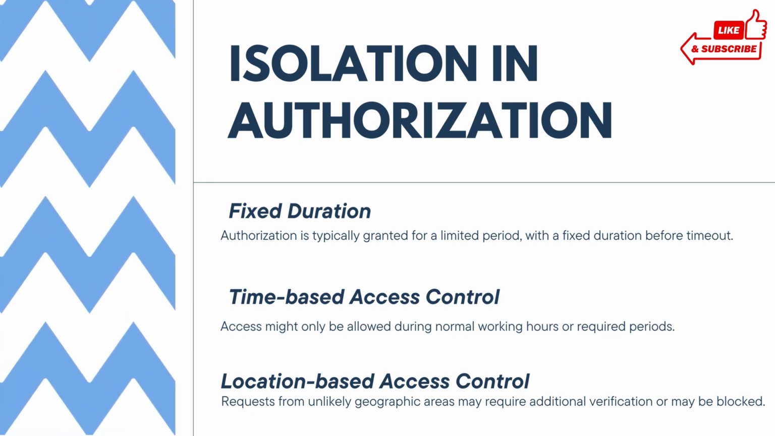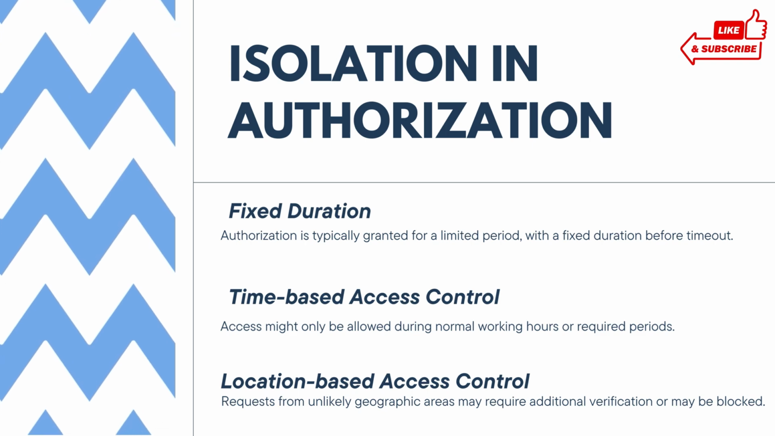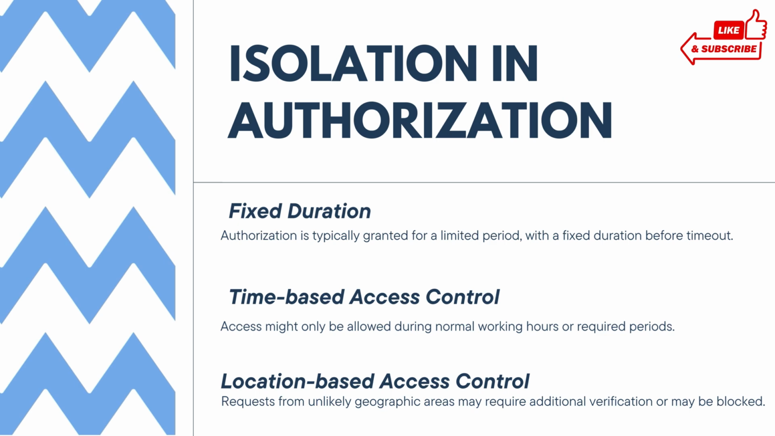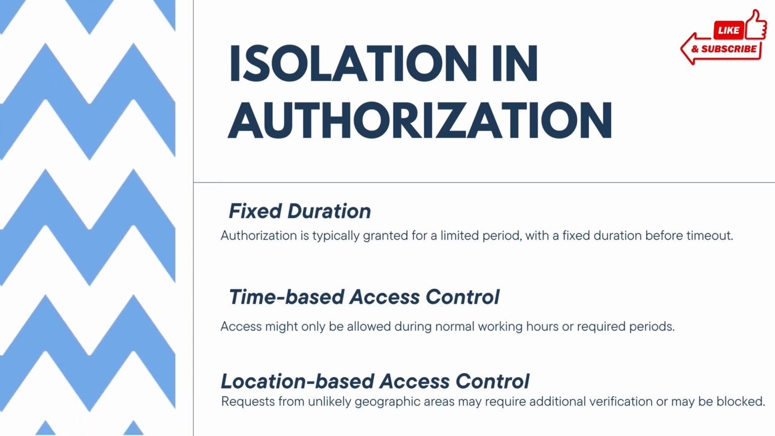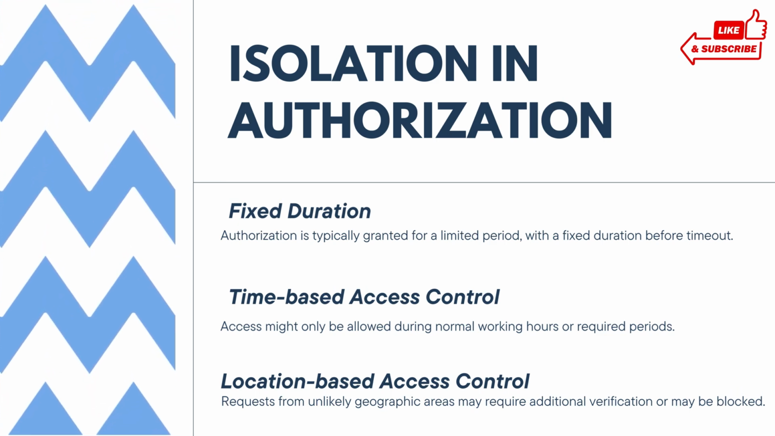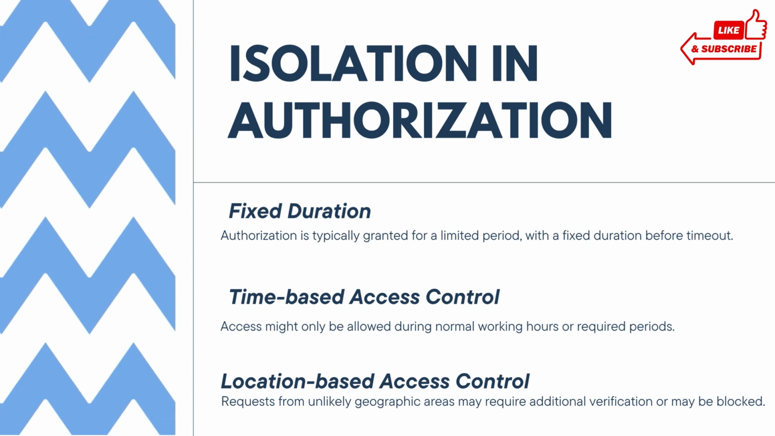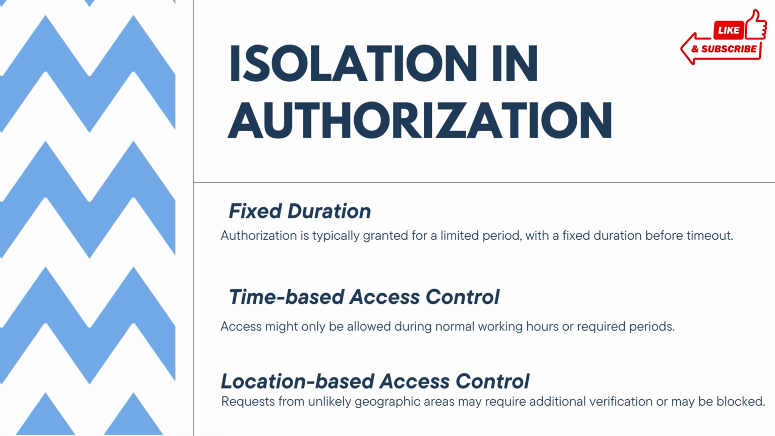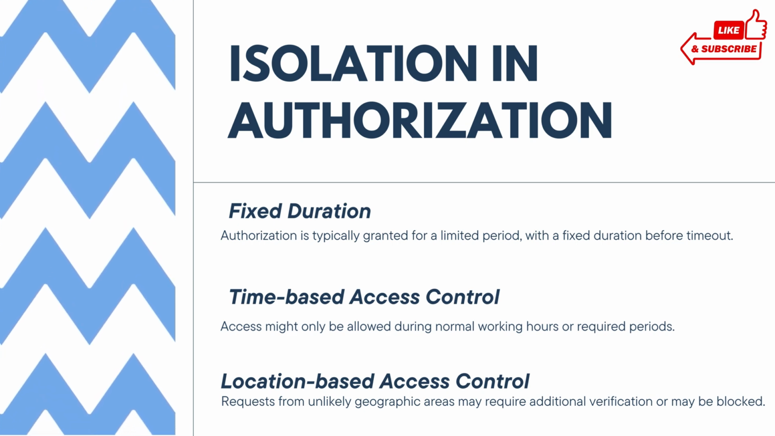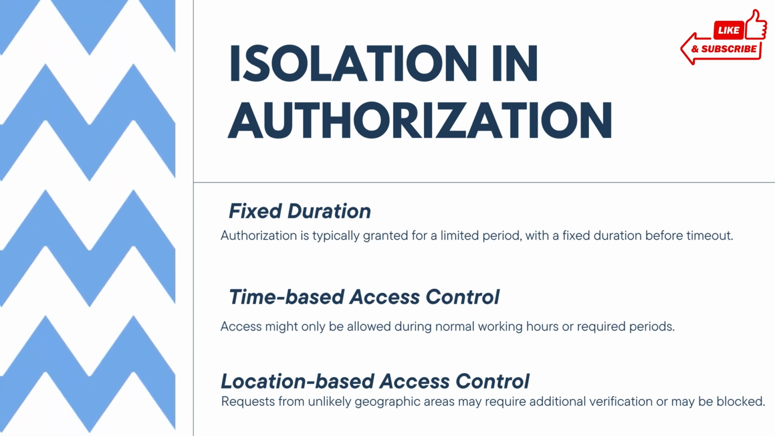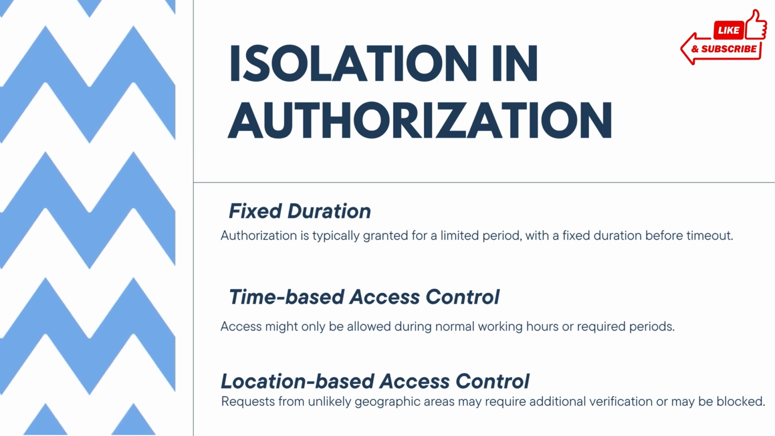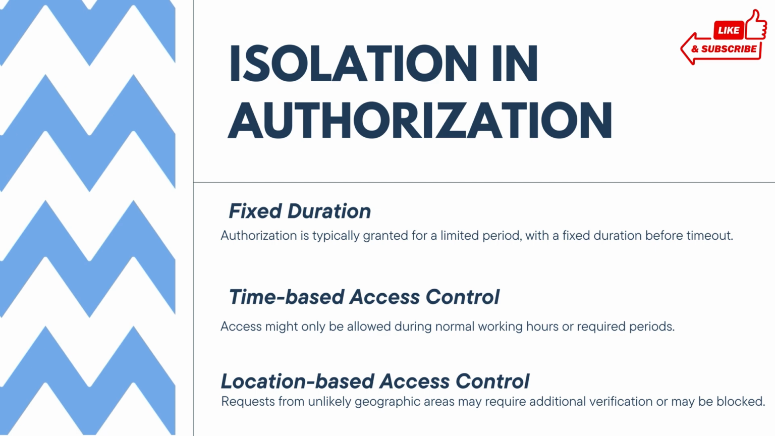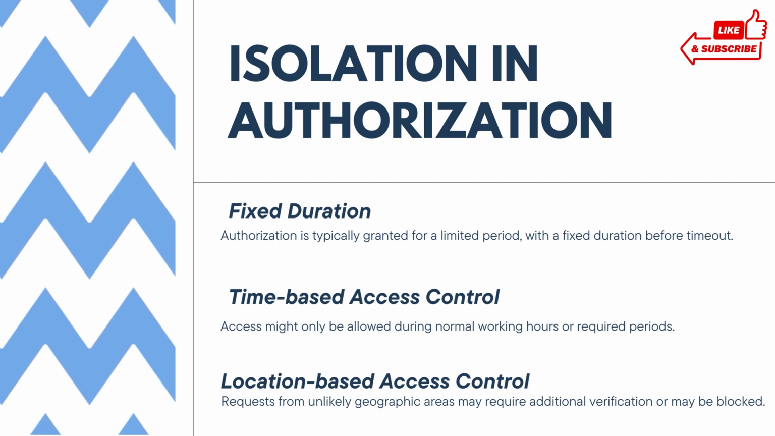Point 3. Location-based access control. And then there's the where factor, location-based controls. Imagine you're logging in from, say, your office in New York, but suddenly the system sees a request from halfway across the world. Red flag. Requests from weird or unlikely spots might get hit with extra verification, like a prove it's you challenge, or just blocked outright. It's like a bouncer at the door going, wait, you don't look like you belong here.